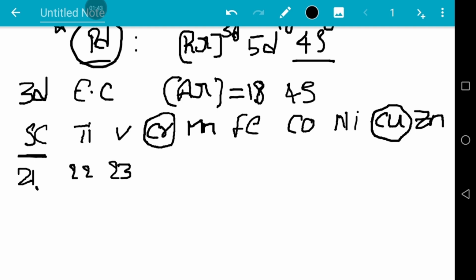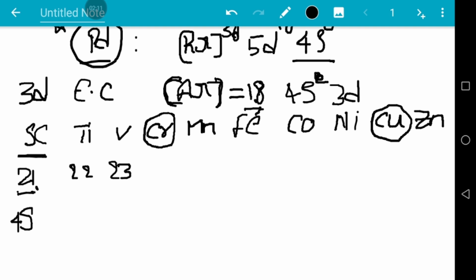Coming to scandium configuration, how many electrons do we have? 21 electrons. Out of 21, if you keep the argon, 18 electrons are completed. After that, the remaining 3 electrons we have to fill. So how to write that? 2 electrons are present in 4s2, and the remaining 1 electron will be filled in the 3d.